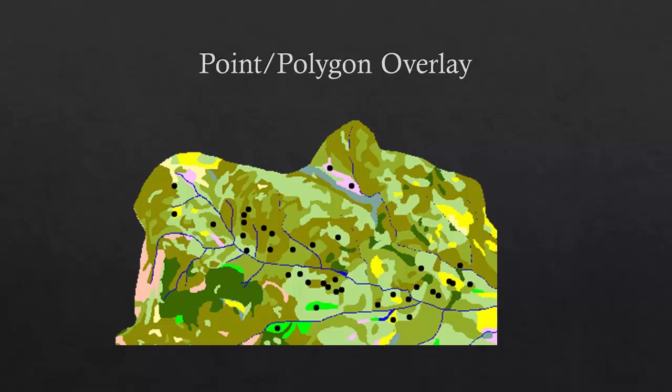This map illustrates a point over polygon overlay. The polygons here represent different vegetation types created via aerial photo interpretation. The points are GPS coordinates for vegetation plots, characterizing the vegetation in the area. The GPS points will be used to estimate how accurate the photo-interpreted map is.